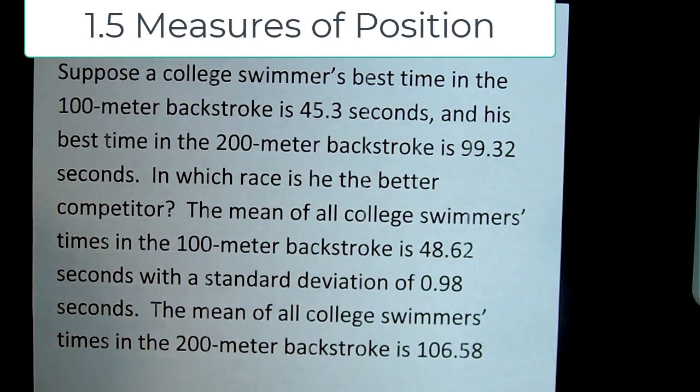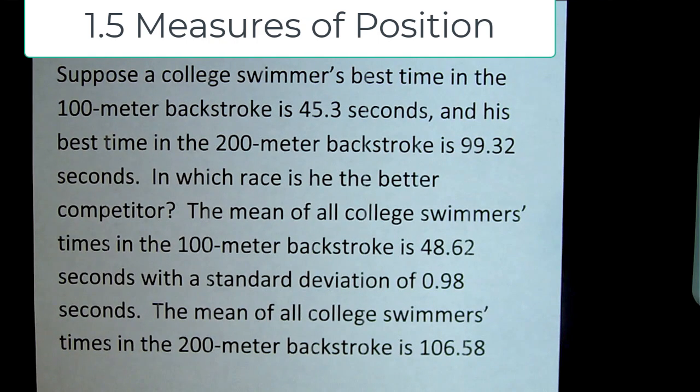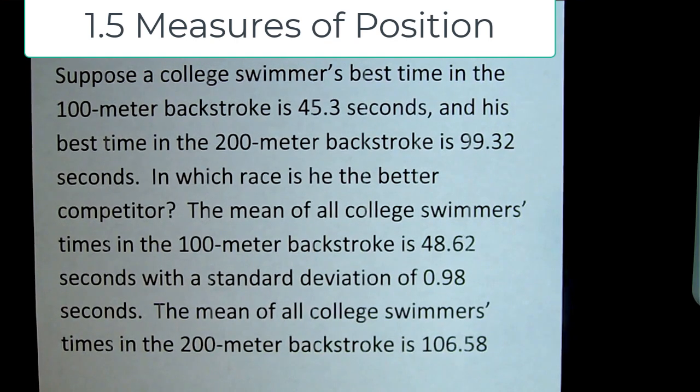To give you some idea of why we might want to do this, let's consider the following situation. We've got a college swimmer. A competitive swimmer's best time in the 100-meter backstroke is 45.3 seconds, and his best time in the 200-meter backstroke is 99.32 seconds. We want to know in which race he is the better competitor. Maybe he has to pick just one of those two races. Which one is he more likely to place or win in? Of course, you can't go by the fact that it takes him longer to swim 200 meters, because it should. We do need a little more information than just his best times.